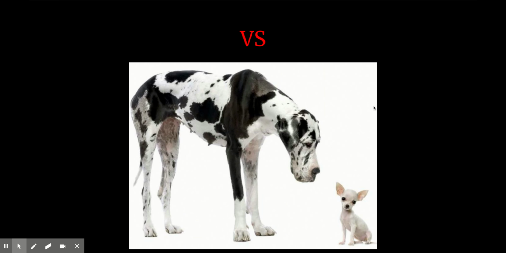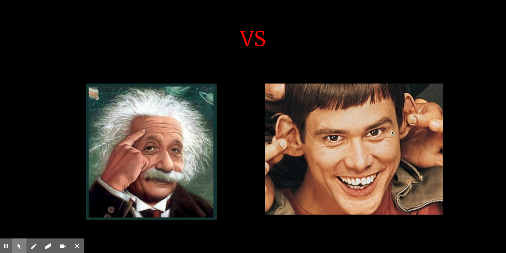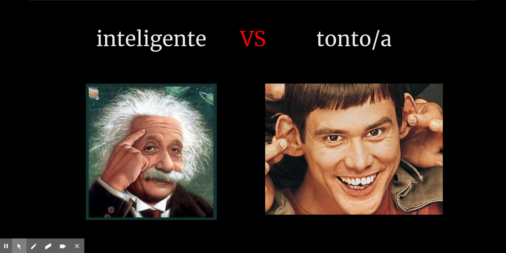Moving on. We got a Great Dane and a Chihuahua. Grande versus pequeño. See, grande, big. Pequeño, small. Notice here, I do not have a /o/a because it ends with the e, which we're going to talk about later, okay? But grande, big, pequeño, pequeña, small, depending on if the thing is masculine or feminine. Grande, though, doesn't really matter. Notice, grande, pequeño, pequeña.